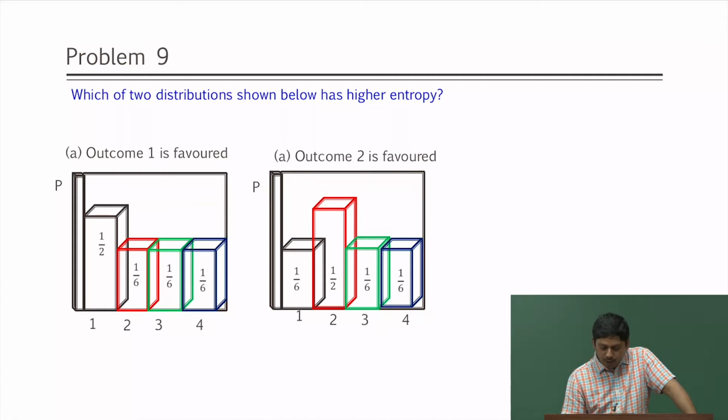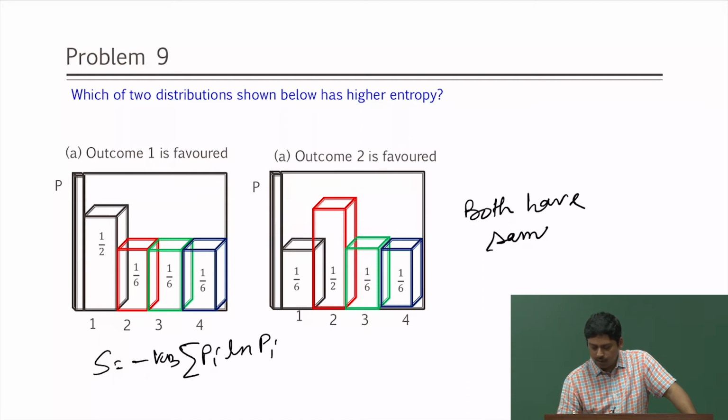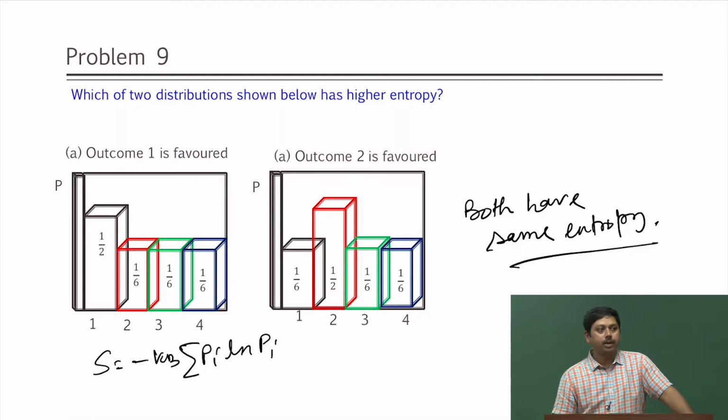At the end, you will have the formula minus kB sum over p_i ln p_i. So whether the first term is different or the second term is different doesn't matter, because you are going to sum over both. So both will have the same entropy. I do not have to do the calculation. You can cross check, of course, by doing this.